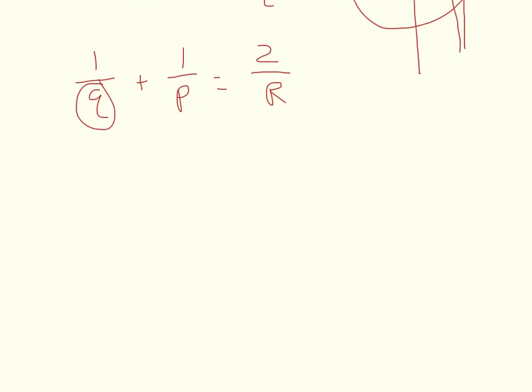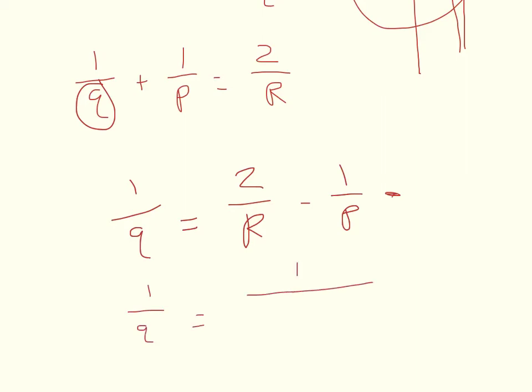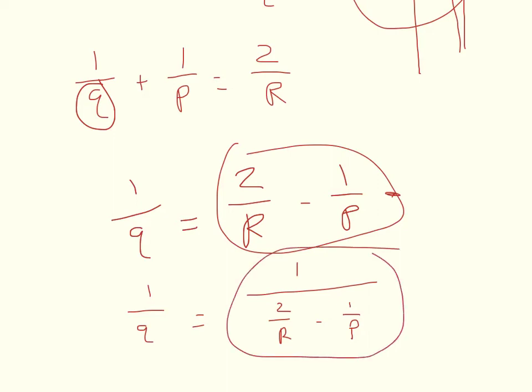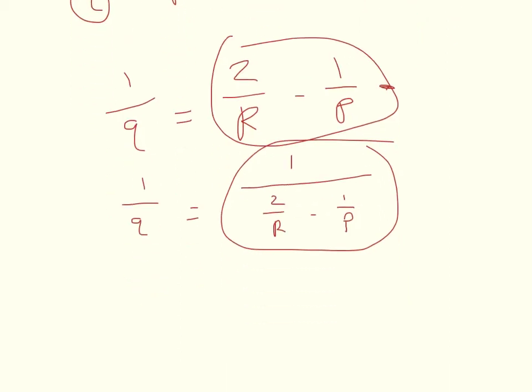So I want to isolate Q, so 1 over Q is equal to 2 over the radius minus 1 over P. Now I simply need to take the inverse of both sides. Now you've got to be careful. You can't just flip over these two fractions. One thing you can do is put a 1 over all of them, 2 over R minus 1 over P. The reason you can't flip these over by themselves is because there's not a common denominator. So this is one way around it, but then you have a complex fraction, so I don't like that method.